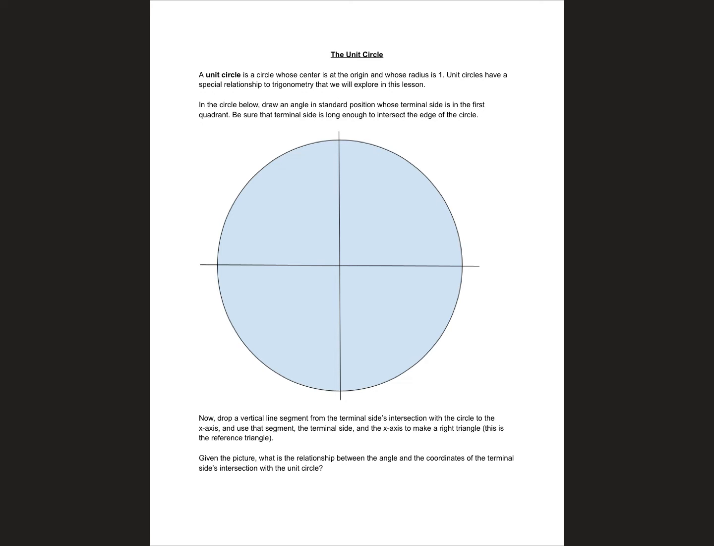And the first thing we need to know is what a unit circle is in the first place. A unit circle is a circle whose center is at the origin and whose radius is 1. That radius being 1 is going to be important a little bit later on, and you'll see why.